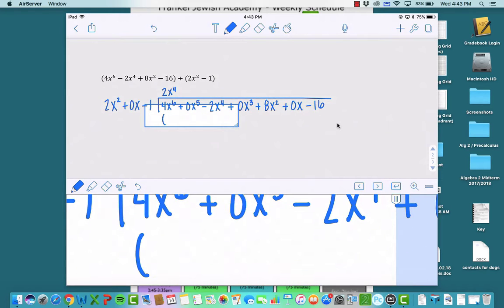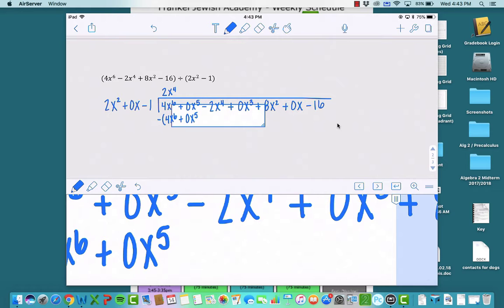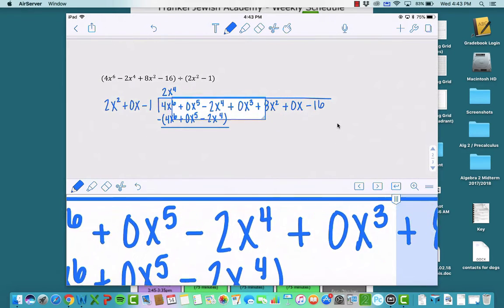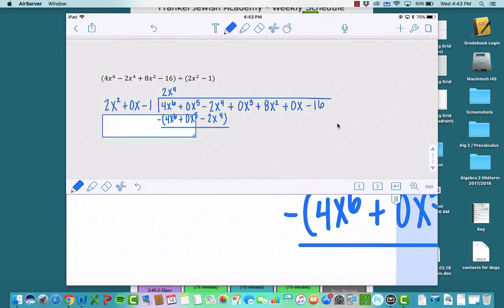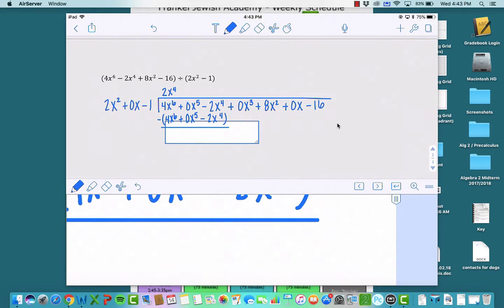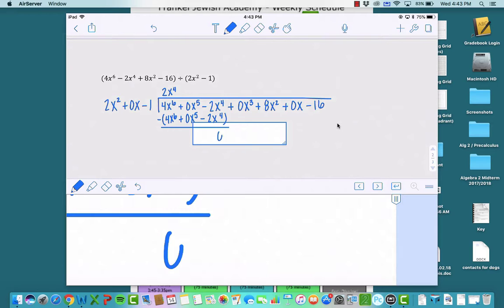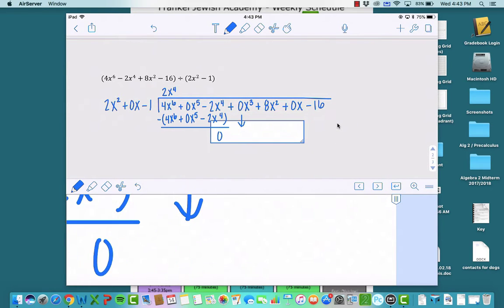So I'm going to subtract that whole thing, minus 4x to the 6th plus 0x to the 5th minus 2x to the 4th. Oh my gosh, that gets rid of so much. How convenient. So negative 2x to the 4th minus negative 2x to the 4th actually becomes 0. So I don't even have to deal with that. It's also 0 here, so let's just write this down. 0, I bring down a 0.